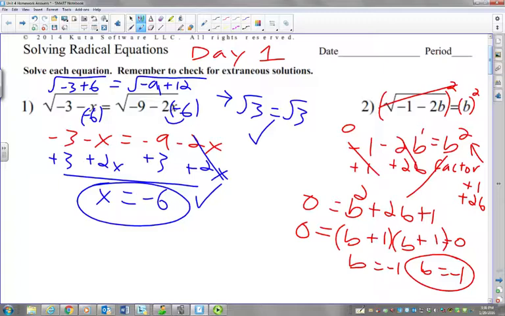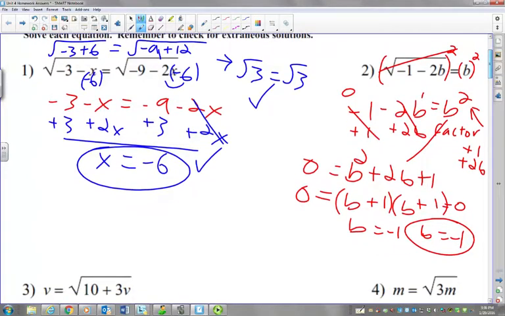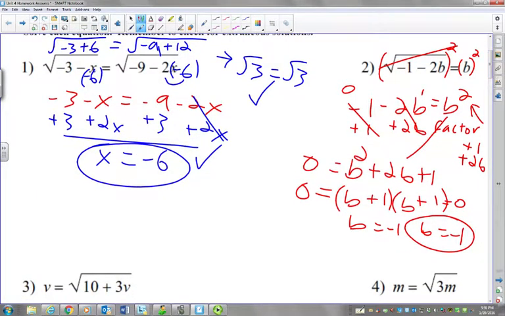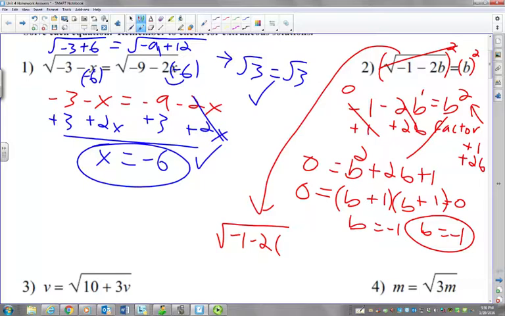However, I wonder if that's extraneous or not. So you want to write down the original problem and plug in negative 1 wherever you see a b. I'm going to draw an arrow here. The original problem was the square root of negative 1 minus 2 times b. That b is going to be a negative 1, because wherever we see a b, we plug in a negative 1. And here is also a negative 1.